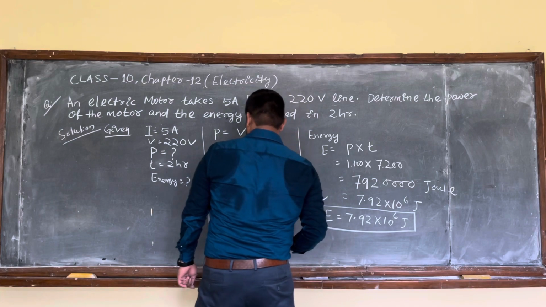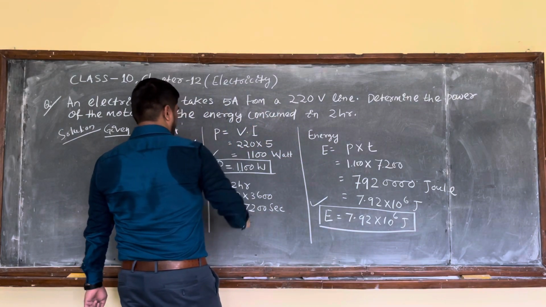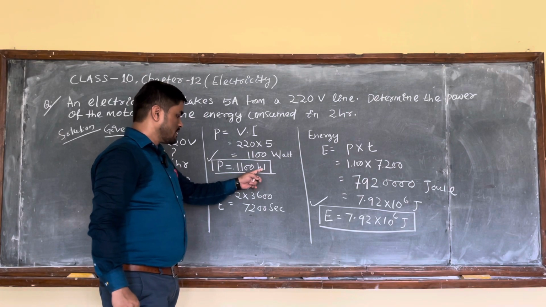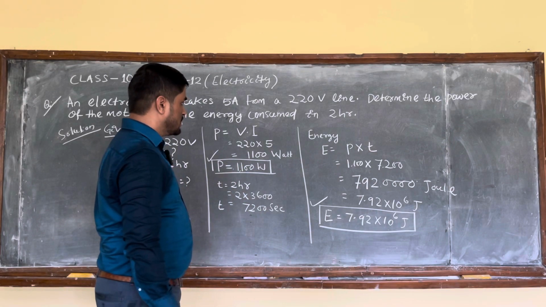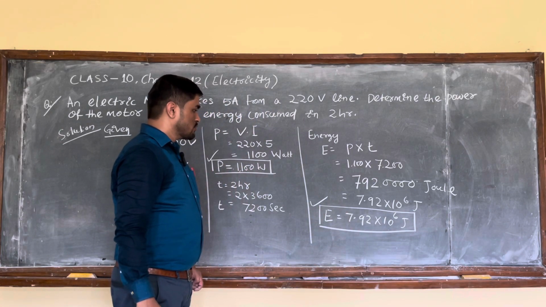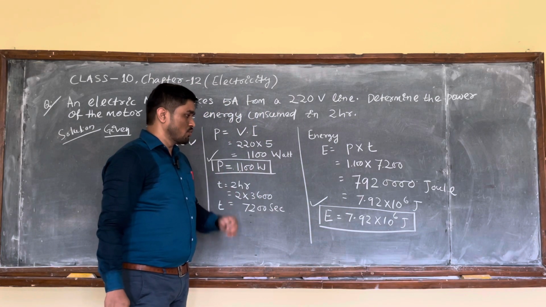So these two are the required answer. The power is 1100 watt and the energy consumed in 2 hours is 7.92 into 10 to the power 6 joule.